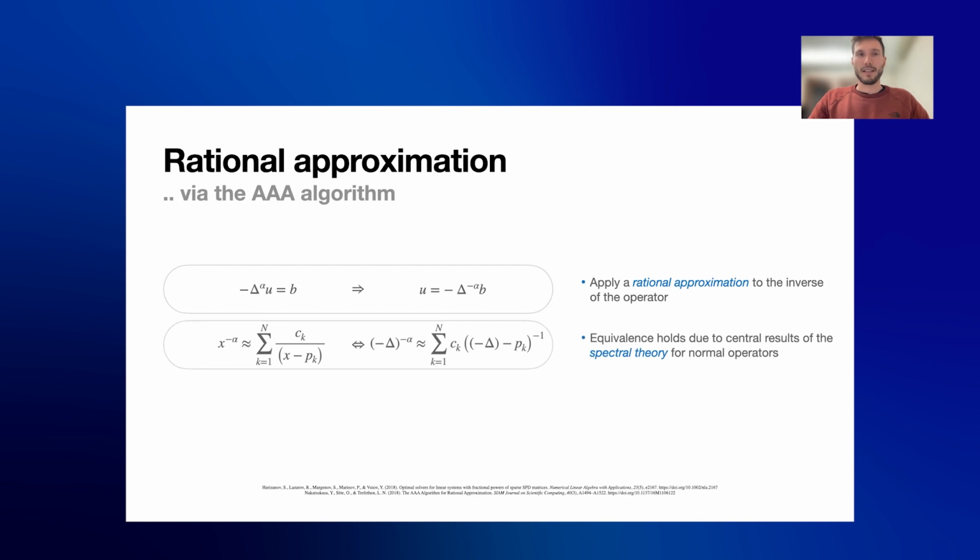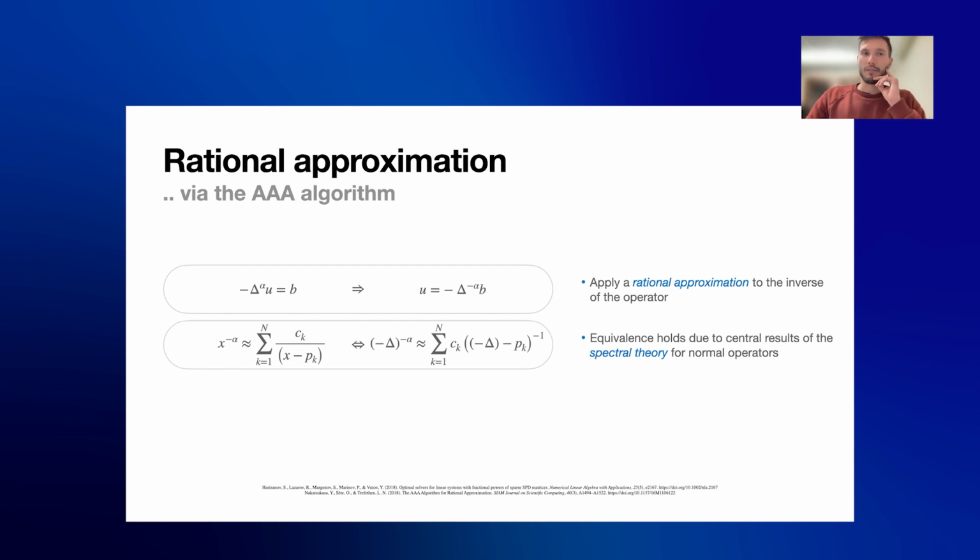You can think of it like a Taylor expansion, just with different terms and slightly different properties, but the idea is very similar. You have terms that with increasing accuracy approximate this function. The nice thing is that this approximation carries over to the operator due to central results from spectral theory for normal operators. So we can apply the same logic to our Laplacian operator.